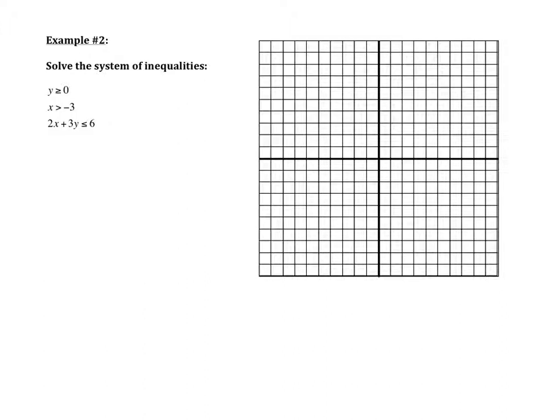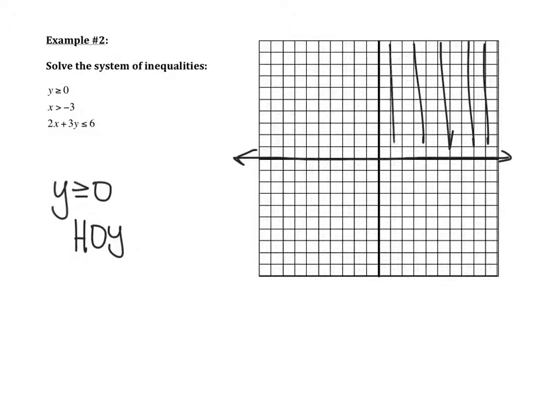So let's start with y is greater than or equal to 0. Since I'm missing the x, this would be a HOY problem. So it's going to be a horizontal line going through y equals 0. It's going to be a solid line because it's equal to, and I'm going to shade above it. So here's my line going through where y equals 0, so it really ends up just being the x-axis, and again it's a solid line because it was equal to, and I'm going to shade above it since y is greater than or equal to 0.